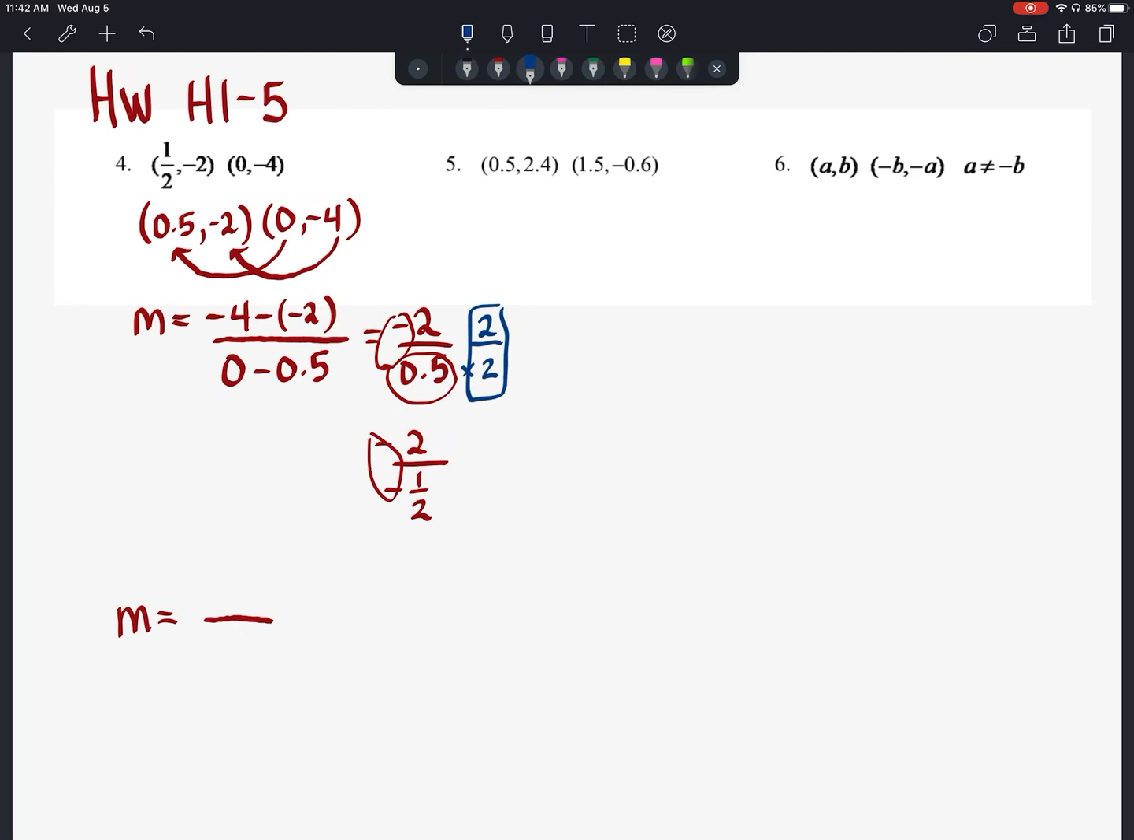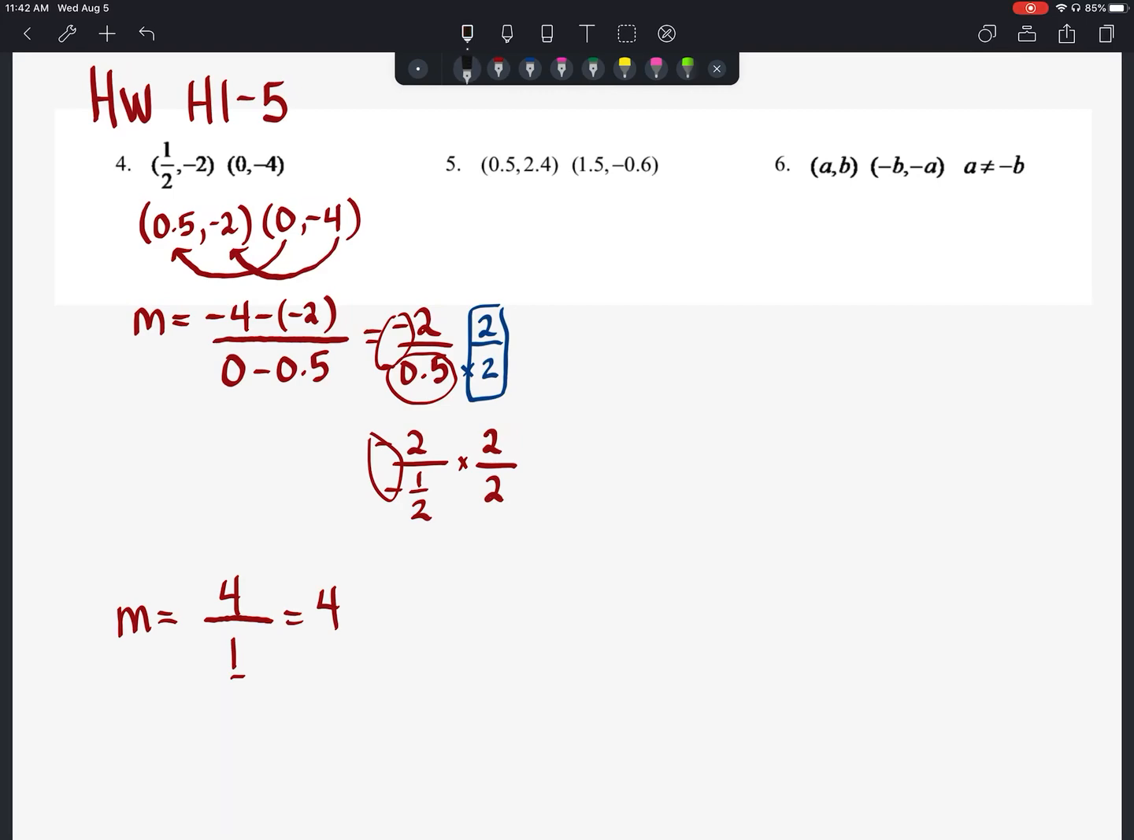And when I do that there, I should end up with 2 times 2 is going to give me 4. And 2 times a half gives me 1. So my slope looks like it's going to end up being just 4. Okay, or 4 over 1 is fine. You get the same thing here if you did that to the fraction version. 2 times a half is going to be 1, and then 2 times 2 is 4. So you see, you get the same thing. All right, let's jump into number 5.